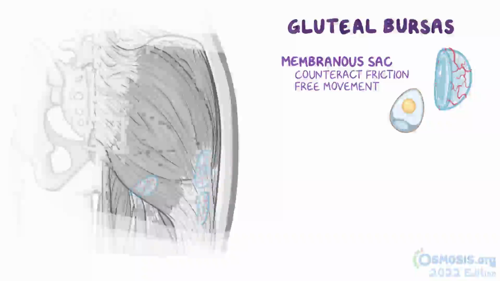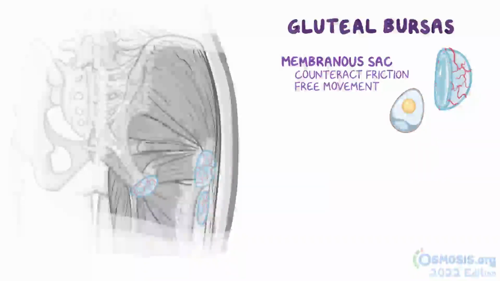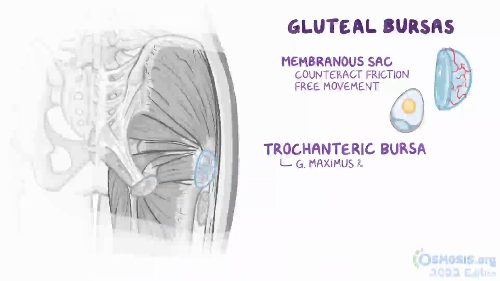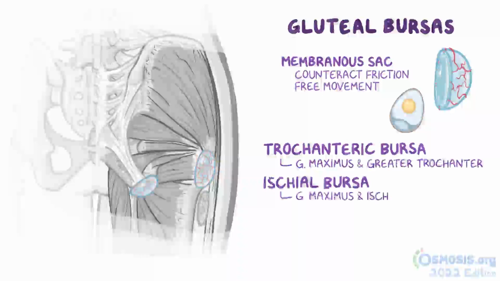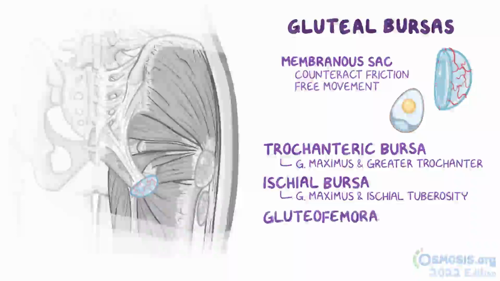There are three bursas associated with the gluteus maximus. First is the trochanteric bursa, which is the largest of the three, and it separates the superior fibers of the gluteus maximus from the greater trochanter. Second, the ischial bursa separates the inferior part of the gluteus maximus from the ischial tuberosity. However, this one is often absent. And third, the gluteofemoral bursa separates the iliotibial tract from the superior part of the proximal attachment of the vastus lateralis.